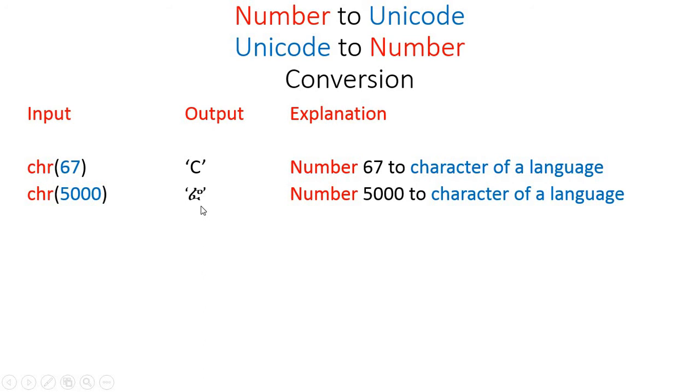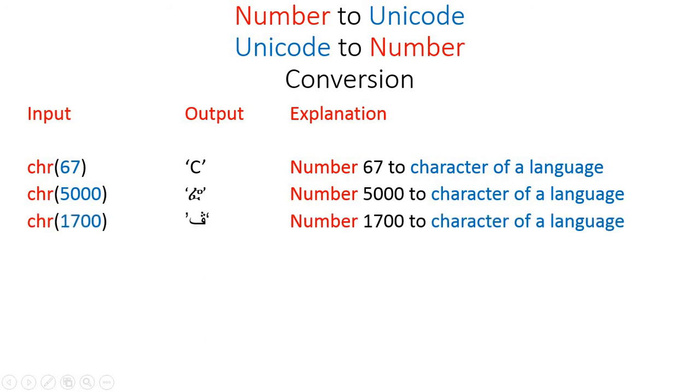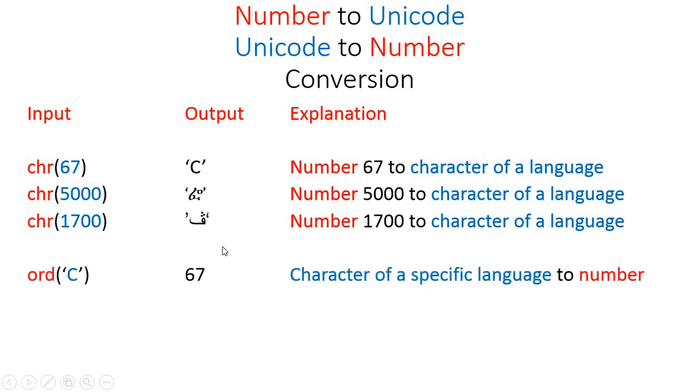For example, for the English letter C, we use the number 67, which will be converted into the English letter C. If you type 5000 in CHR, it will be converted to this symbol, which I don't know which language this specific character belongs to. Okay, if you type 1700 in CHR, this will be converted into something like this, which might belong to Sindhi or Balochi. I don't know which language this character belongs to. So it will convert it into this symbol.